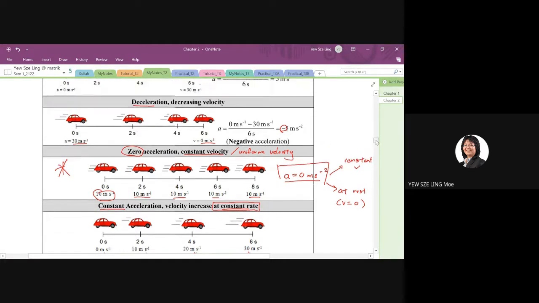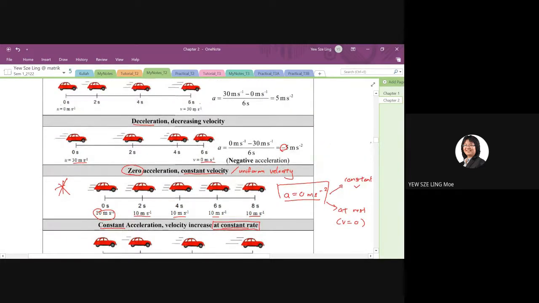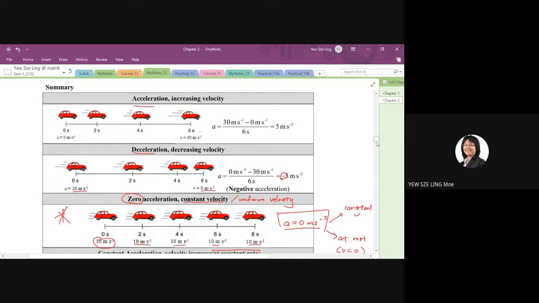Then by default, you should know that A is equal to 0. So that is what we call hidden information. Another thing that is important is when you have a deceleration. Deceleration A must be negative, so you need to include the negative sign in your calculation. That one we'll discuss in our next lecture.